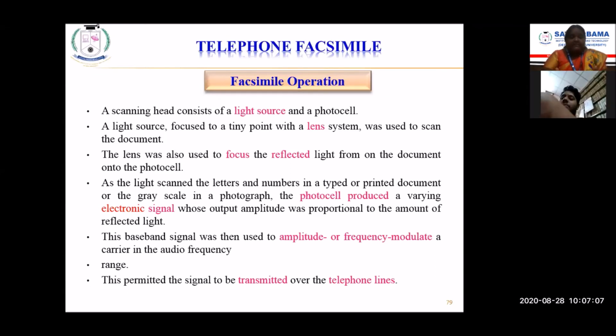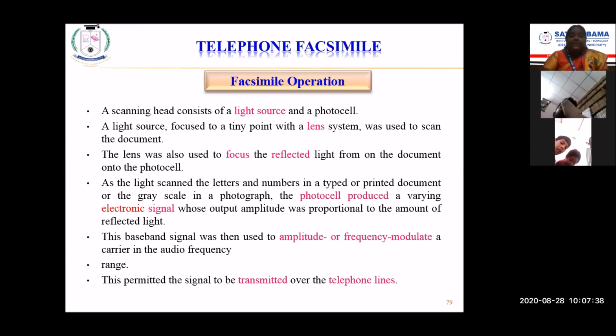So what is the process here? The document we want to send in the fax machine has to be scanned with the help of the heads, and there will be a light source for illuminating the document, and there will be photocells. The reflected light from the document will be captured with the help of the photocell. This photocell converts the optical information to voltage information, and this electrical signal will be transmitted via the telephone lines to the destination.